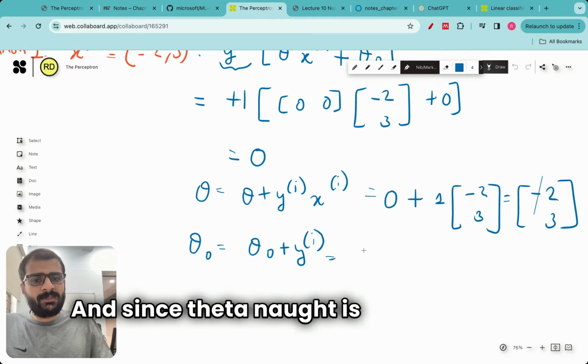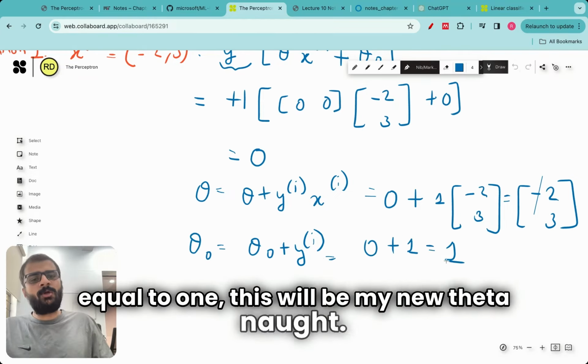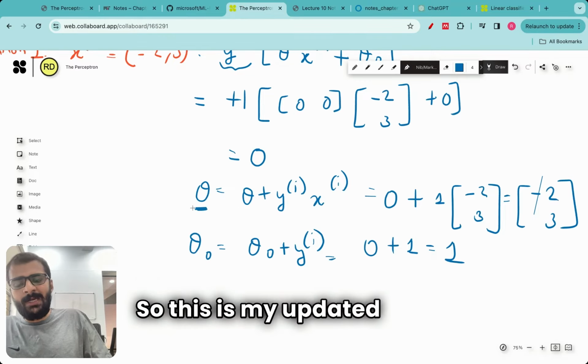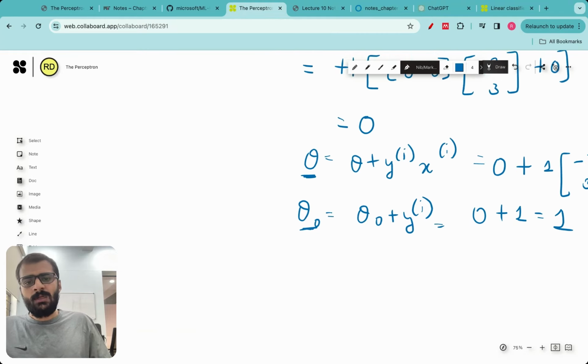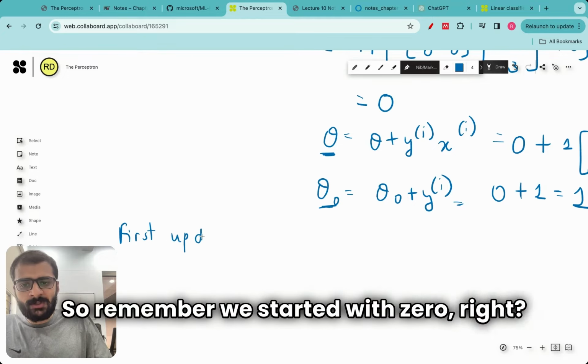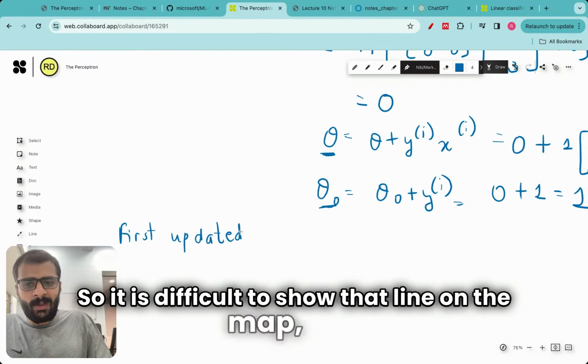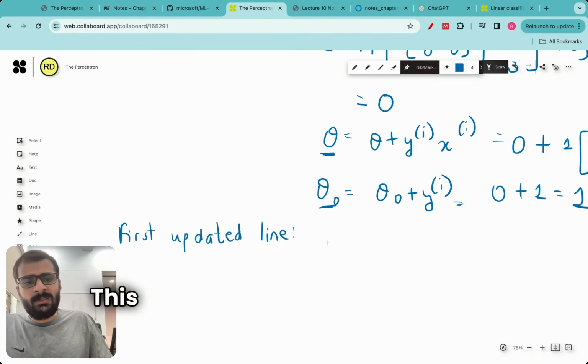And since theta naught is 0 and yi is equal to 1, this will be my new theta naught. So this is my updated theta and this is my updated theta naught. So the first updated line, remember we started with 0, right? So it is difficult to show that line on the map, but we can definitely see the first updated line on the map.